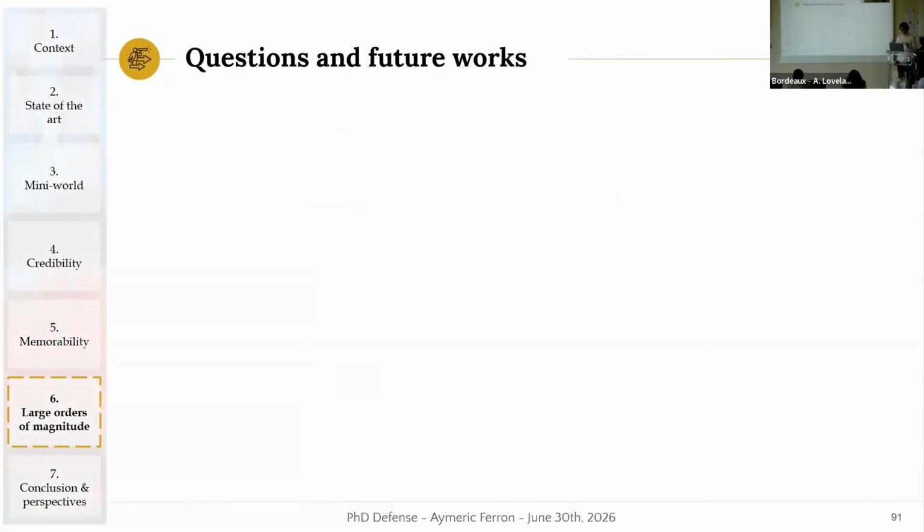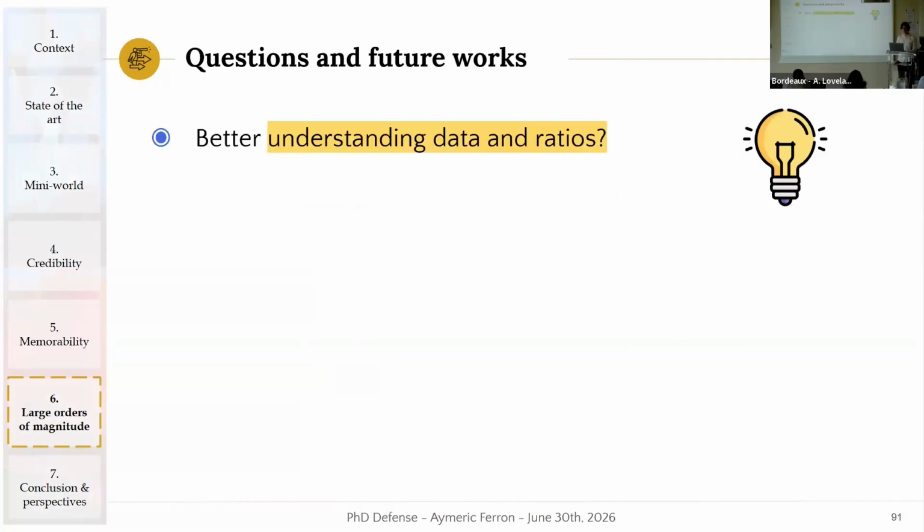So we didn't conduct any study about this work, but we have several questions. First, maybe this type of visualization could support the understanding of data and ratios through the embodied interaction of walking just next to the bars, because you are moving across different distances and maybe you could understand, okay, now I feel like I walked twice more than before.